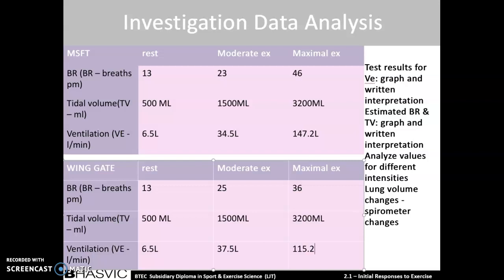During maximal exercise, we worked out that he was 150.2 litres. This shows that he is over average, as average is between 120 and 140 litres.